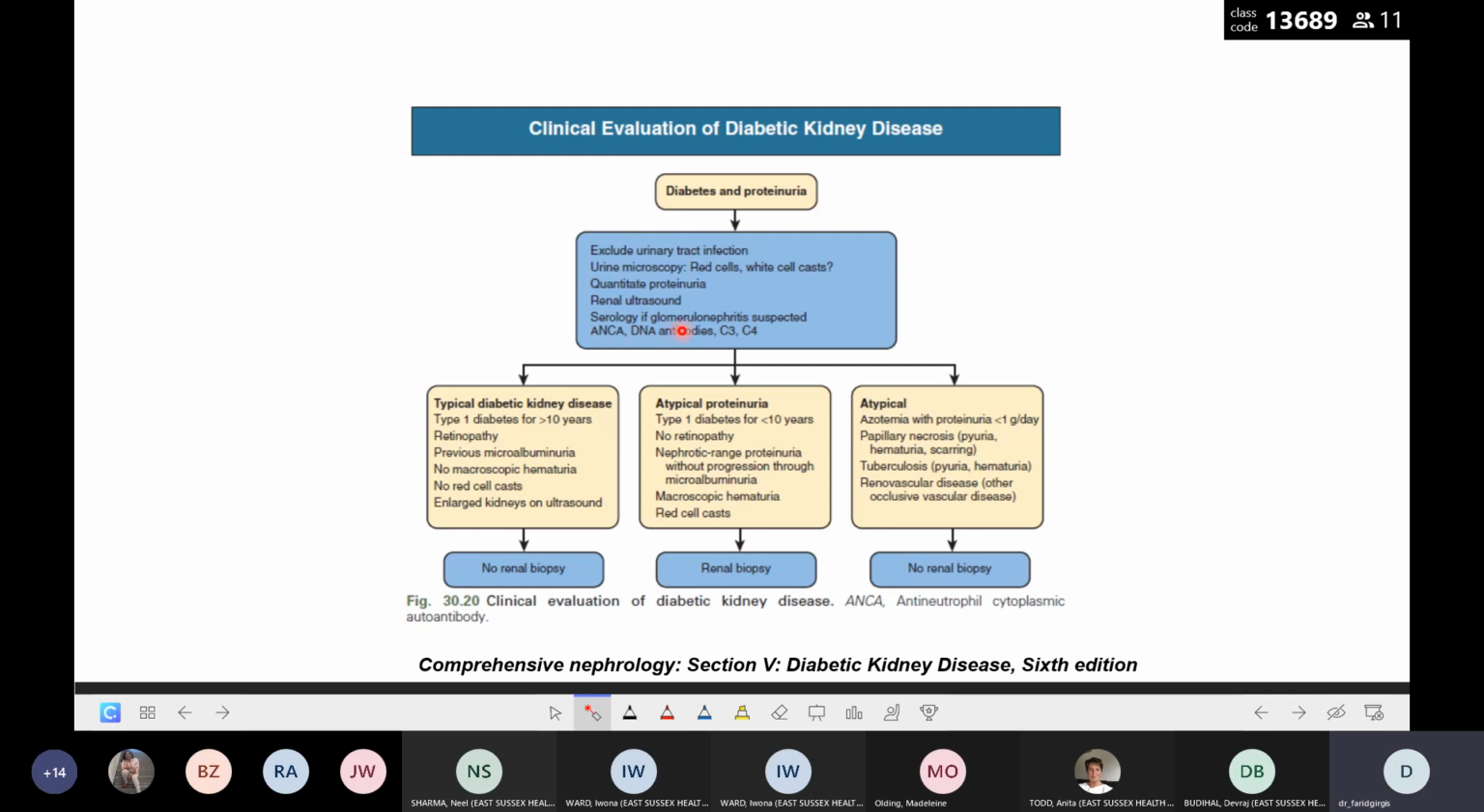Serology is important as well if glomerulonephritis is suspected. So we need to look at the ANA, at the ANCA, double-stranded DNA, C3 and C4, especially if you have blood and protein in the urine, because usually blood and protein in the urine indicates intrinsic kidney disease.